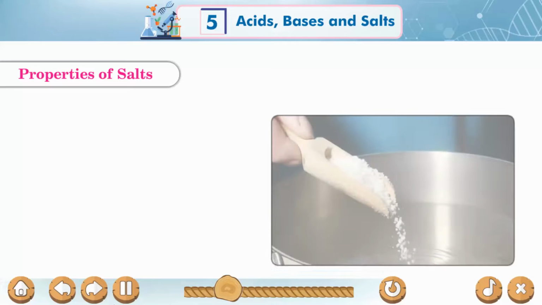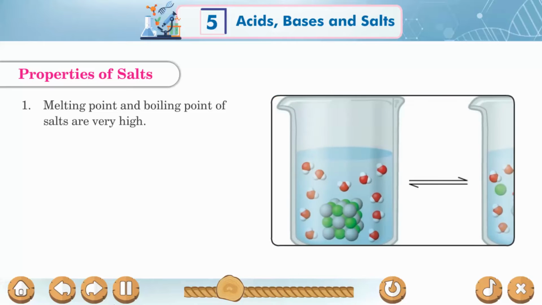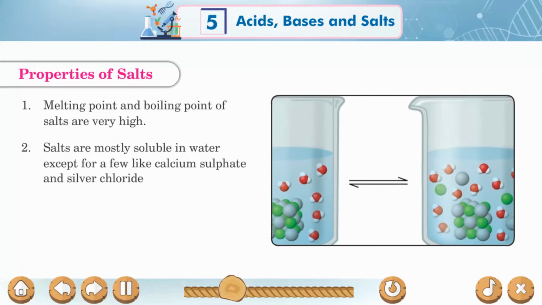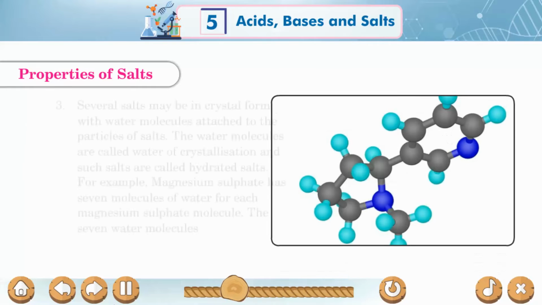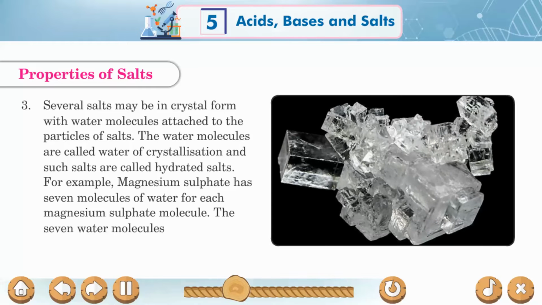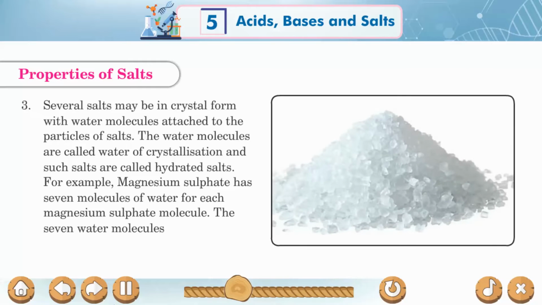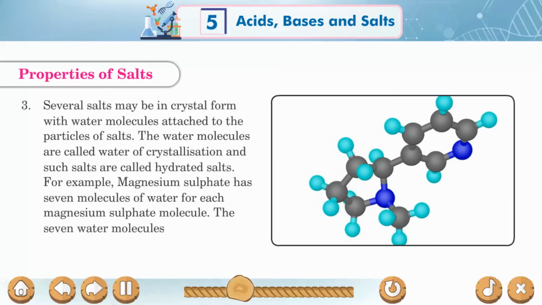Properties of salts. 1. Melting point and boiling point of salts are very high. 2. Salts are mostly soluble in water except for a few like calcium sulfate and silver chloride. 3. Several salts may be in crystal form with water molecules attached to the particles of salts. The water molecules are called water of crystallization and such salts are called hydrated salts.